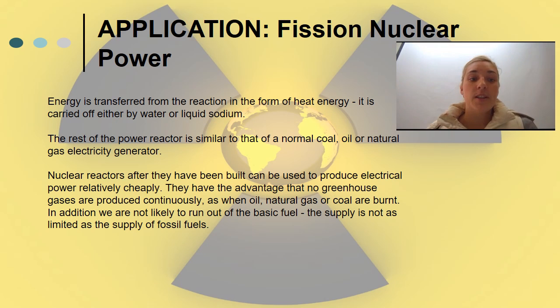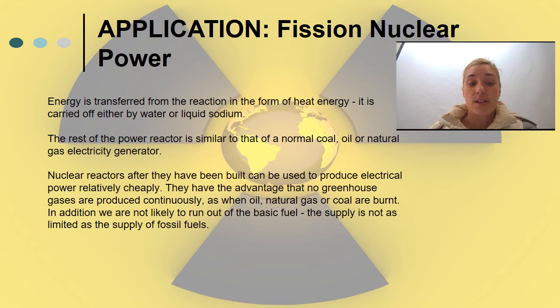So at this point, energy is transferred from the reaction in the form of heat energy that's carried off either by water or sometimes by liquid sodium, and then the rest of the power plant is similar to that of a normal coal or fossil fuel power generator. So nuclear reactors, after they've been built, can be used to produce electrical power relatively cheaply.